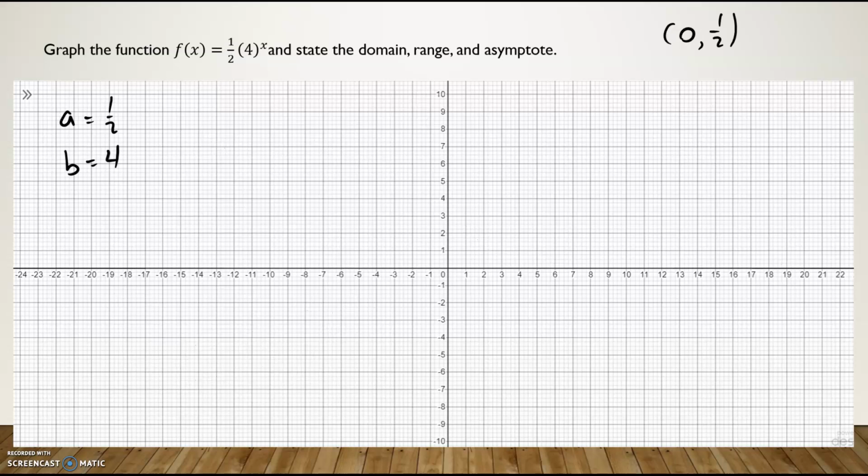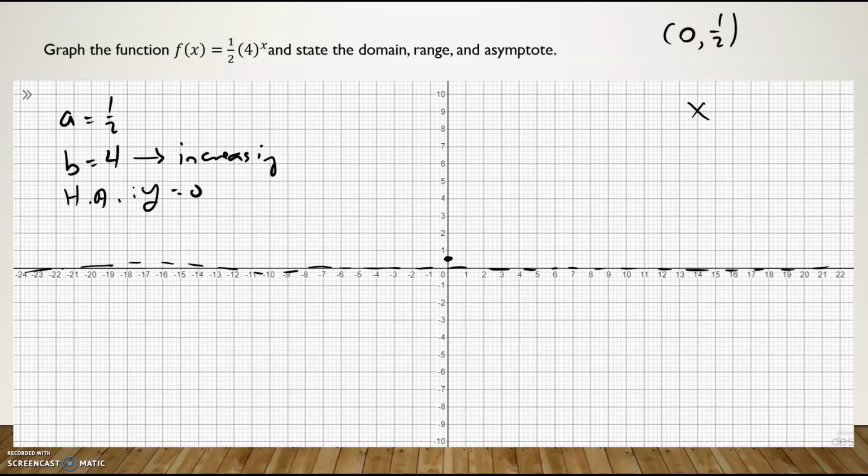Okay, now we'll come back over here. Okay, so we have a point 0, 1/2. We know that this is going to be an increasing function since b is greater than 1 here. And we also have a horizontal asymptote at y equals 0 because we didn't shift up or down in this function. Okay, so at the x-axis we have another asymptote. And this is going to be an increasing function. We'll go ahead and plot that point 0, 1/2, so that's about here.